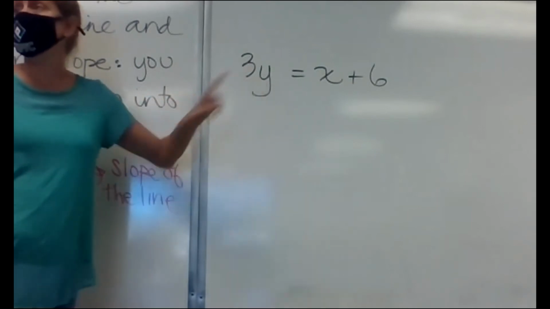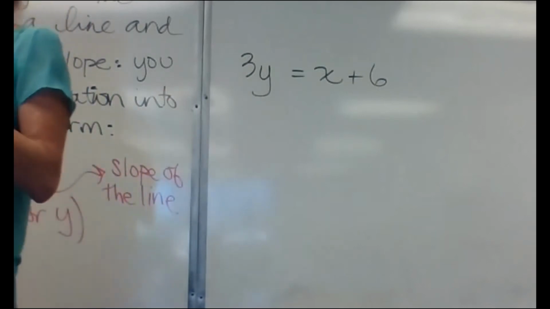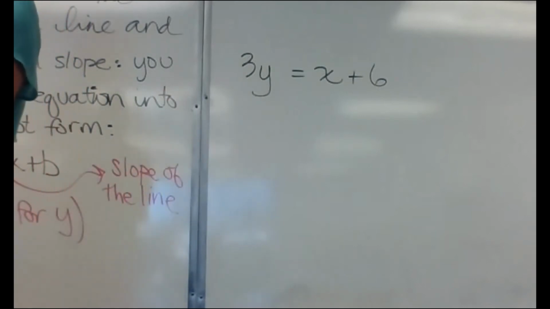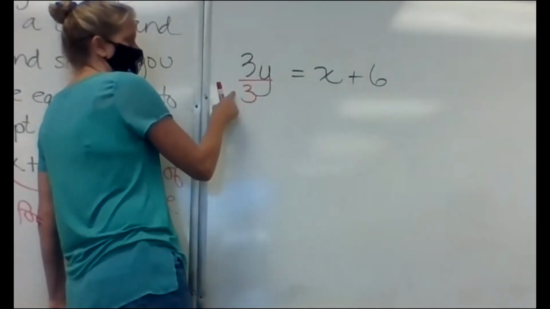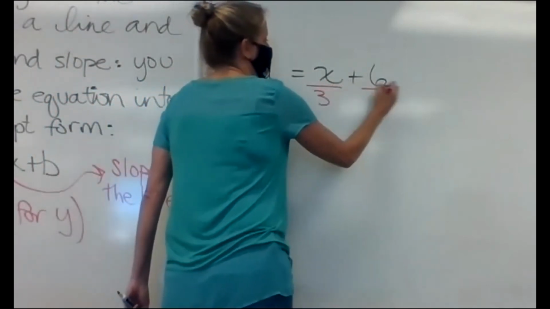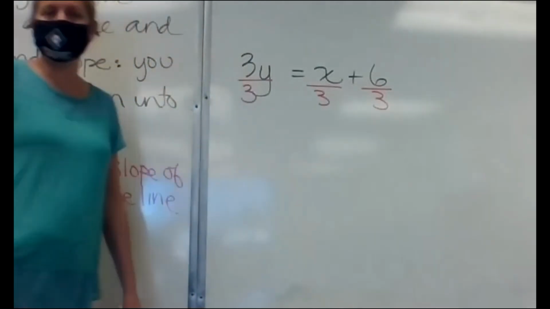What do you do? That 3's hooked on, so what do you do with numbers that are hooked on? To get rid of them. Not subtract because it's not added. Divide by it, right? I'm going to divide by 3. If I do it to this side, I have to do it to everything on the other side also.